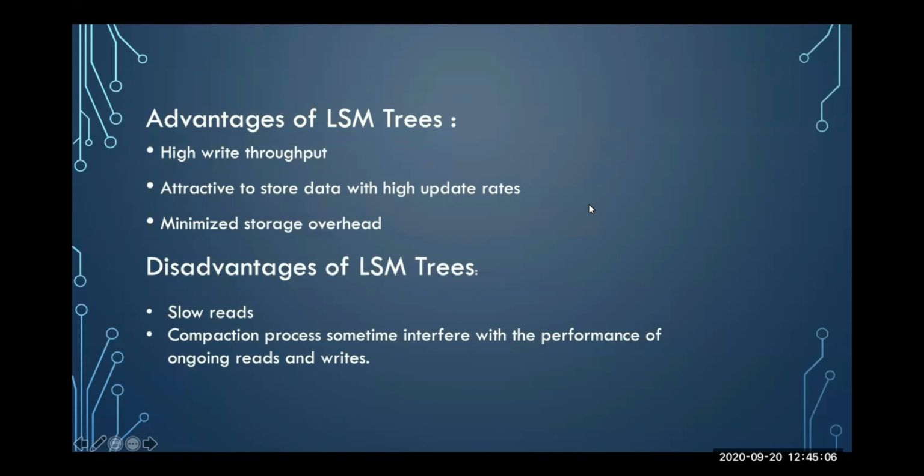Now coming to the advantages of LSM trees, it has high write throughput. So it's very useful when we have a high write intensive workload, and it's also attractive to store data with high update rates, and also it has minimized storage overhead. Now coming to the disadvantages, we'll have slower reads because any read which comes through has to first go to the memtable and then go to the Bloom filters and then the SS tables. And another disadvantage is that the compaction process which runs sometimes can also interfere with the performance of the reads and writes that are ongoing at that time.